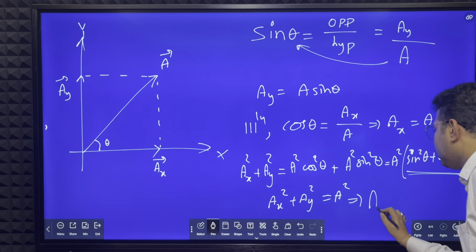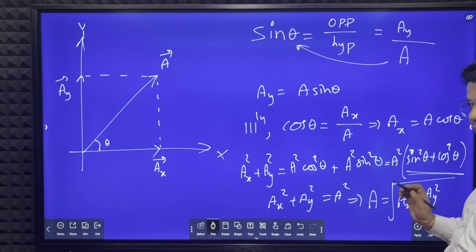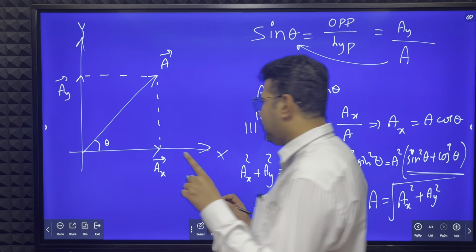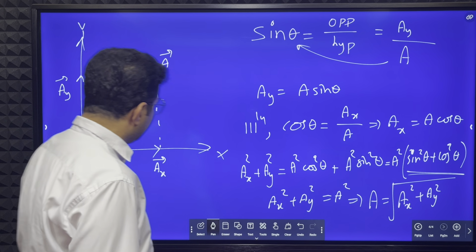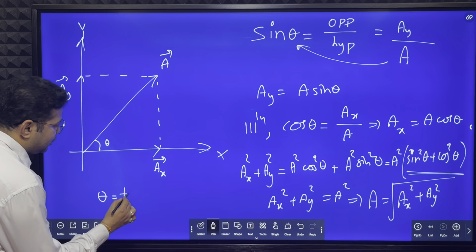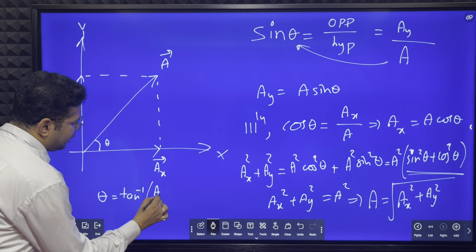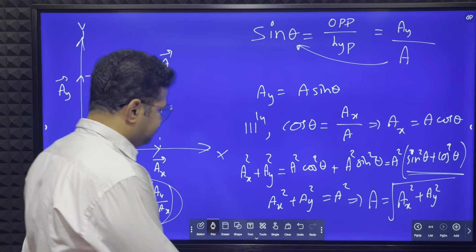This implies how to find the magnitude of the resultant: A is equal to square root of AX square plus AY square. So this is how you can find the magnitude of the resultant. If AX and AY are given, the magnitude of the resultant is found like this. If AX and AY are given, the angle is found using the formula theta is equal to tan inverse of AY by AX. Hope you can understand.